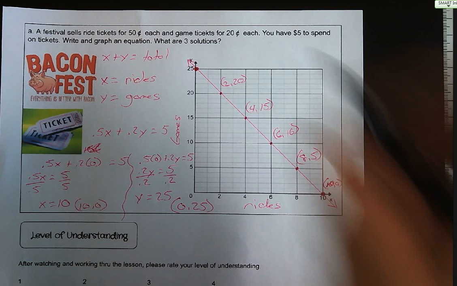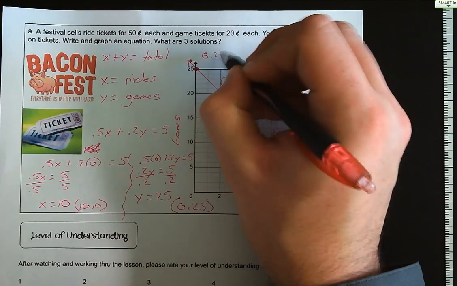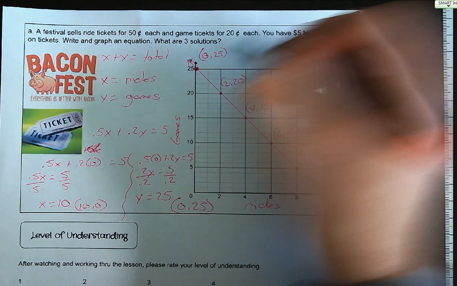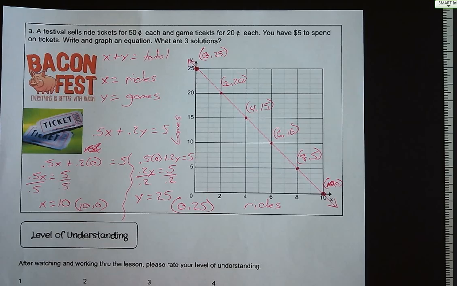All right, so these are all potential points. And really, as long as we're dealing with whole numbers, any of the points on the graph really could work for this. These are just the cleanest ones.